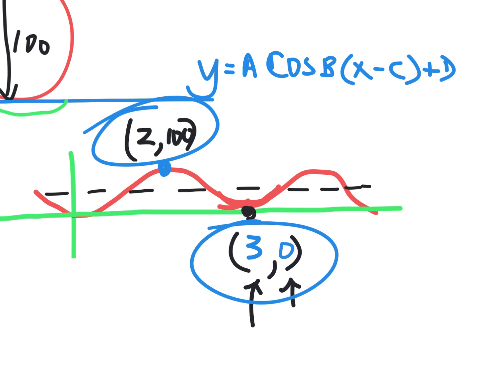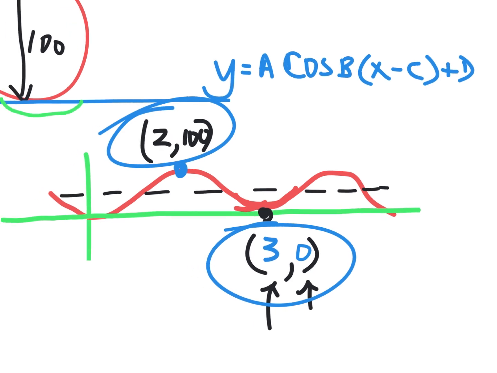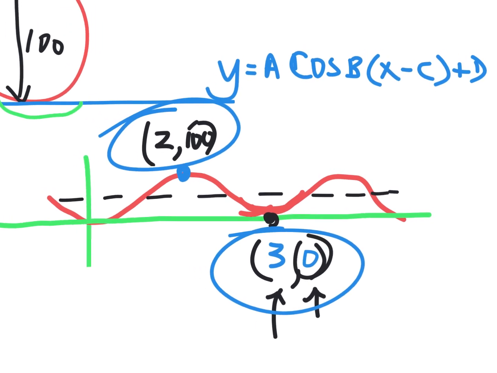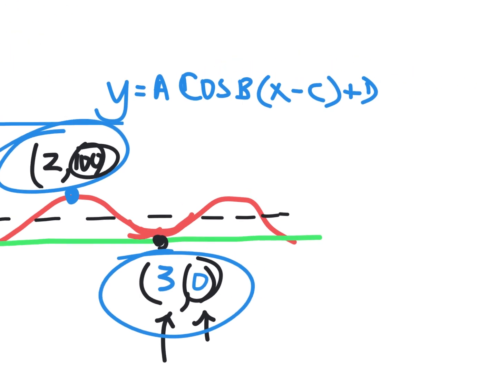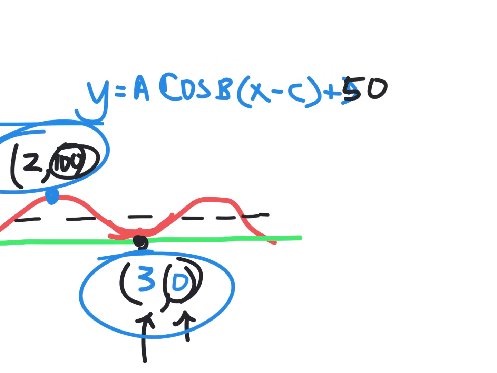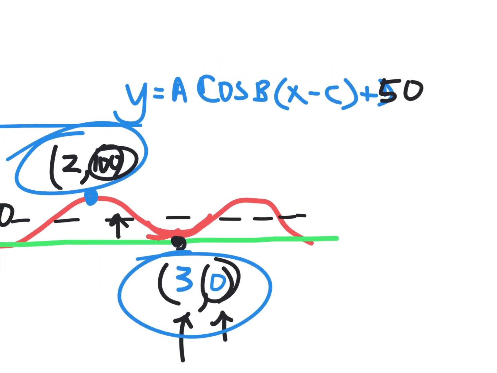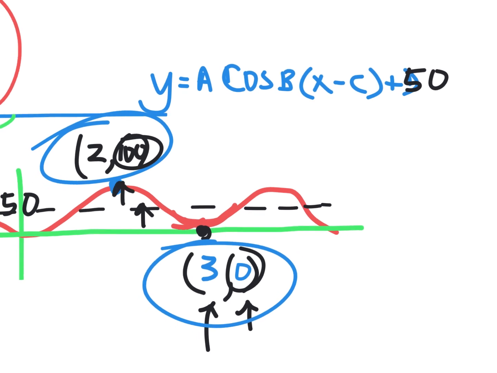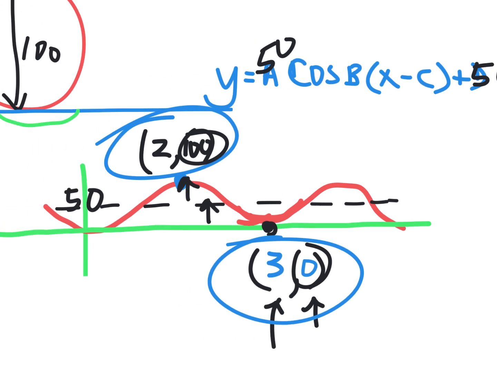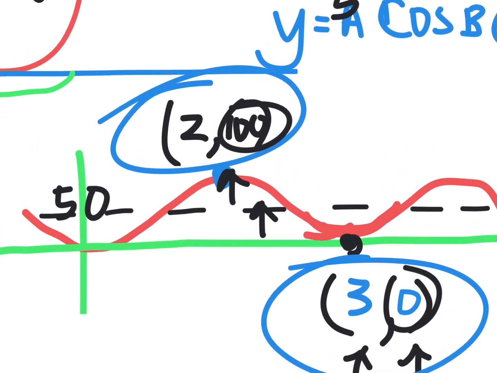All right, so I'm starting with that midline. And that has to be exactly between 0 and 100, so it's 50. And that tells me D is 50 because this thing has been shifted up 50. And then from 50 to 100 is also 50. Is it always like that? No. It just happens to be this case, from 50 to 100 has an amplitude of 50.